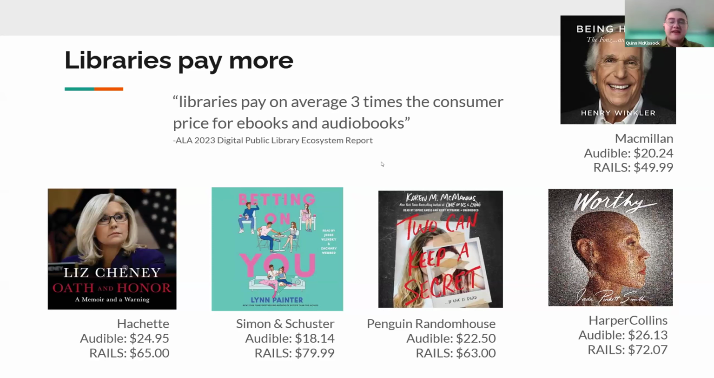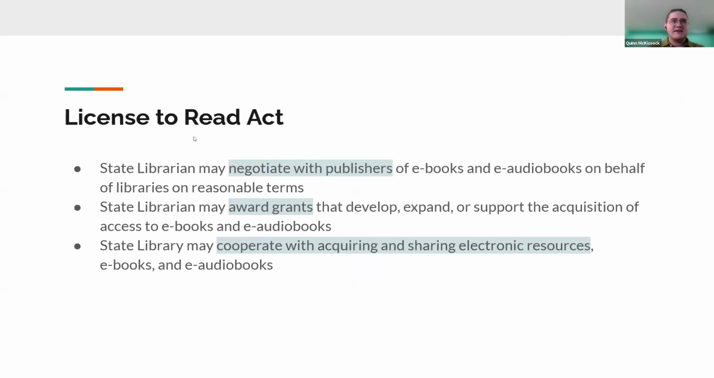as prices are continuing to be high for less generous licensing. And one thing that can help with that is the License to Read Act, recently passed in June of this past year, which involves the state librarian. These are some of the phrases that I pulled from the description of the bill, including negotiating with publishers, awarding grants, and helping libraries work in cooperation for sharing electronic resources. And this is really exciting. I think we're still waiting to see all of the ways that this will be implemented and play out, but it's definitely an exciting step to give libraries more power in this disparity for how much we're being charged for e-resources for those unfavorable licenses.